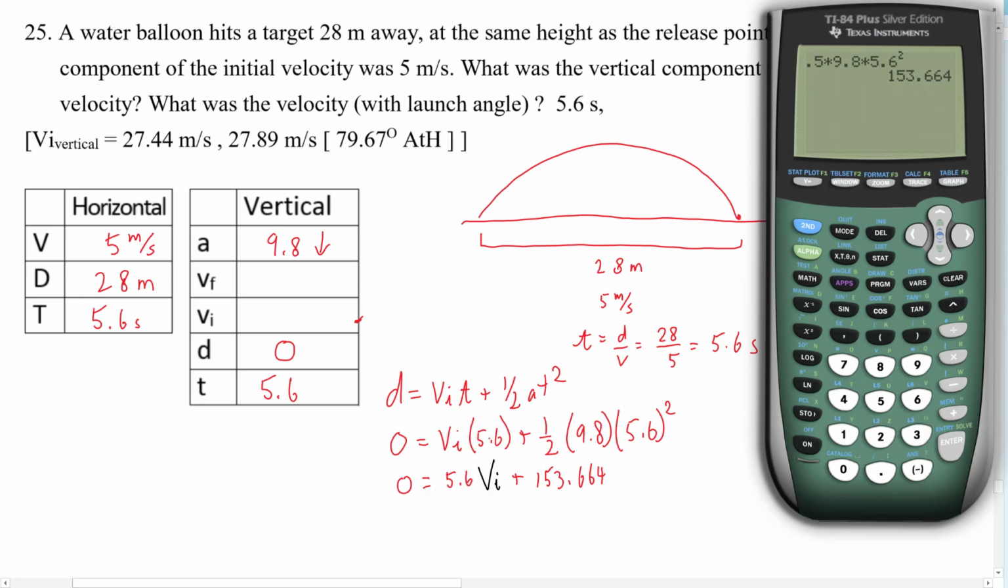Negative, well, obviously, because it's in the opposite direction as the acceleration. Acceleration was down, and I put it as positive, so I'm going to get a negative. That means the initial velocity was up. Well, no kidding, but we just proved it. So take 153 and divide it by 5.6, and it'll be negative.